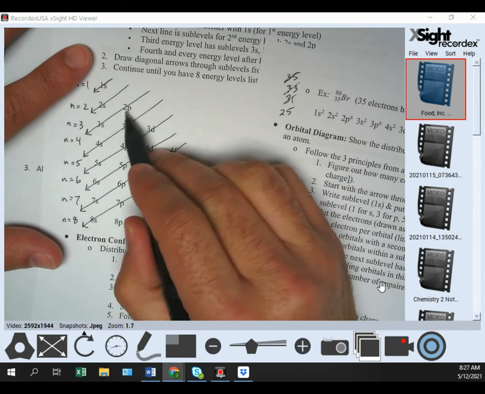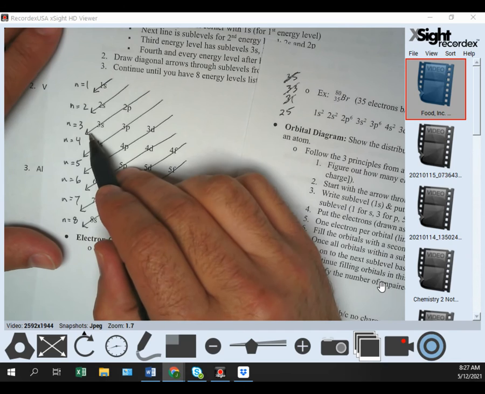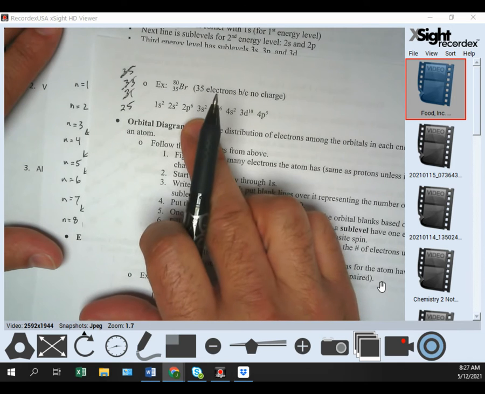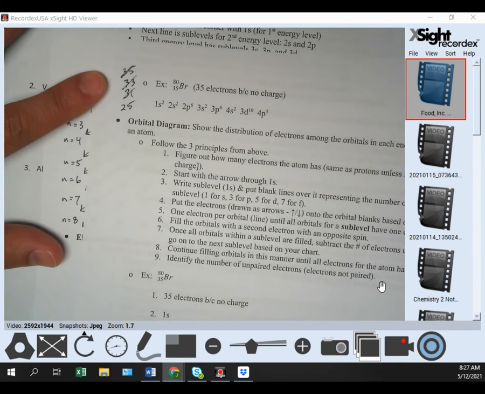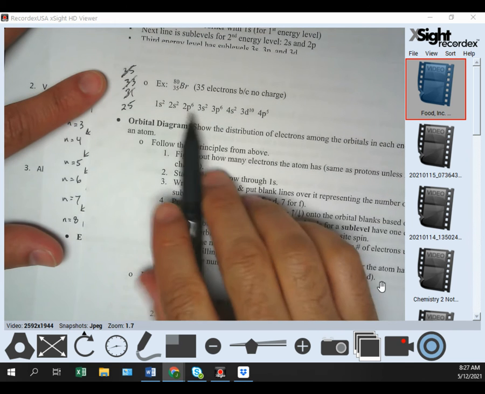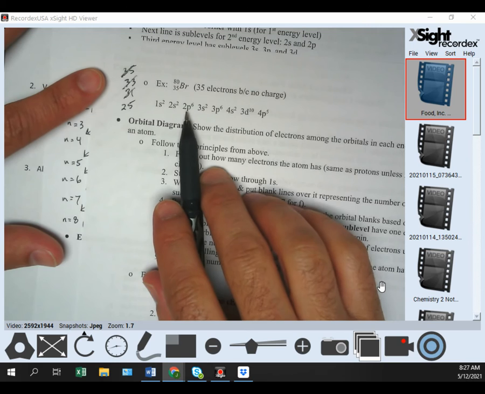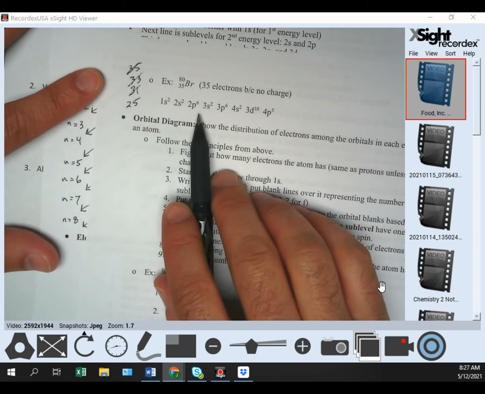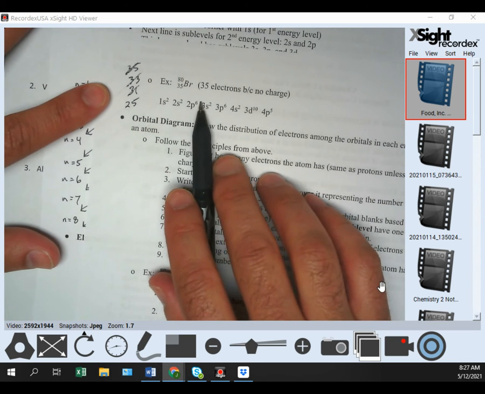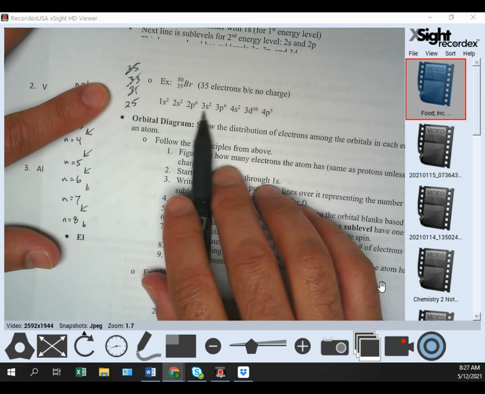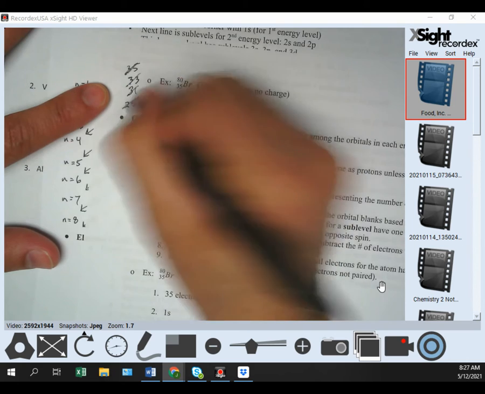After 2p, we follow the arrow, we hit 3s. So you write 3s. All s's can hold 2. So it doesn't matter what number is in front of the p or whatever, in terms of how many electrons. Remember, the number in front only tells us what energy level it is. So all p's can hold 6. So 2p6, and 3s is the next one we hit. Take away 2, we're down to 23.